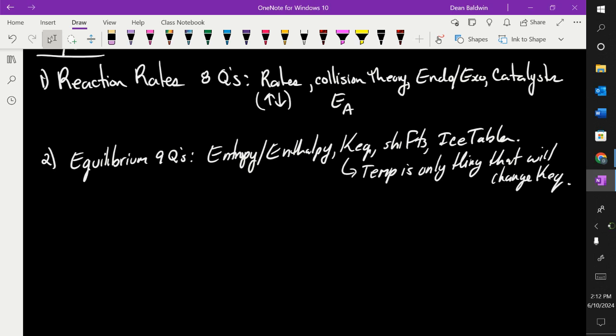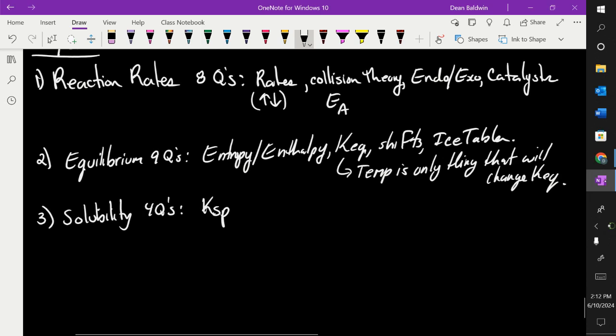After equilibrium, we did solubility. There's only 4 questions on solubility. So obviously, KSP versus solubility, what is the difference? Yeah, so the amount dissolved is solubility. Essentially, it's in units of like grams per liter, moles per liter, things like that. KSP is concentration of the products multiplied together.